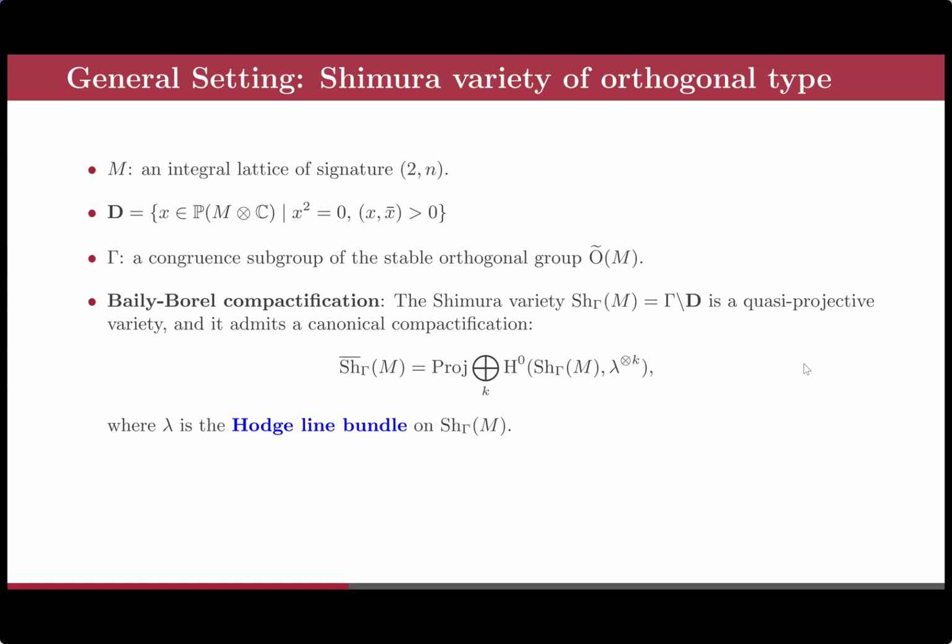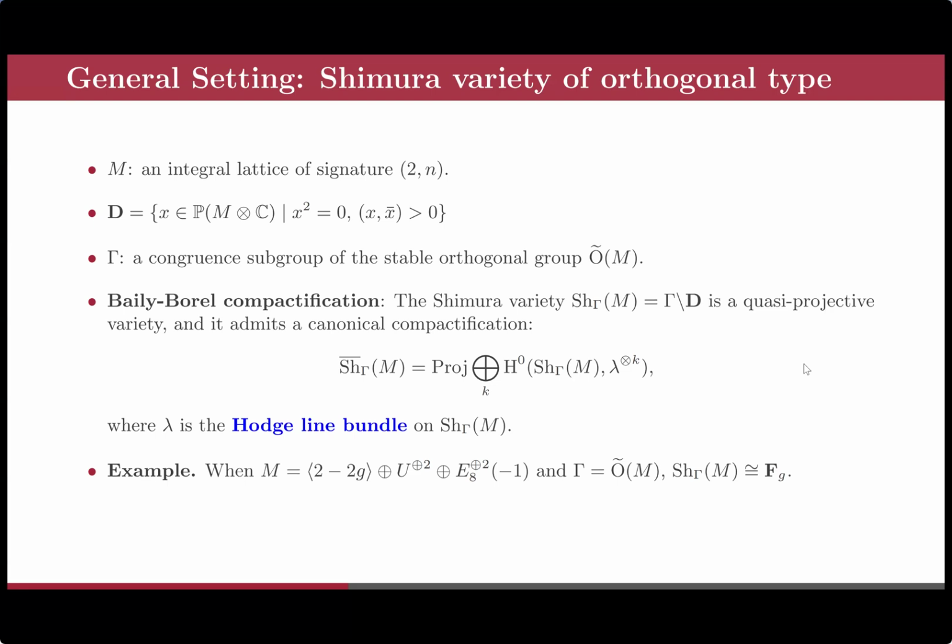You can write the compactification as Proj of some graded ring, and this graded ring on the right-hand side is the section ring of the Hodge line bundle on this arithmetic quotient, where lambda is the Hodge line bundle. Basically, the Hodge line bundle is the descent of O(-1) on D. On D, this symmetric space, because it lies in projective space, it has an O(-1) line bundle, and it will descend to this arithmetic quotient. This is the construction.